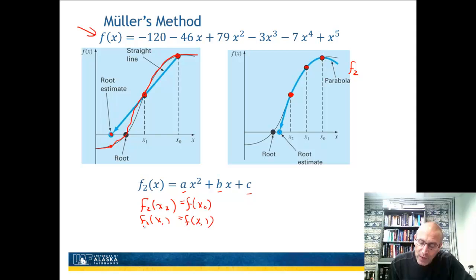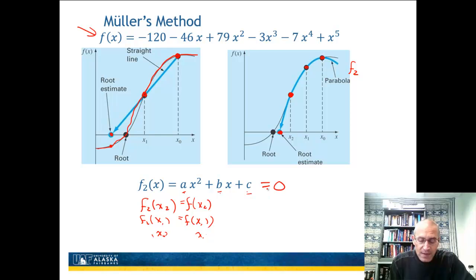I'm then going to have three equations. I did the same thing down here for x0. Three equations. Solve those three equations for my constants a, b, and c. And then I'm going to have an equation for what the blue line is. Then I'm just going to set that equal to 0, and then solve for the value of x that intersects right there.